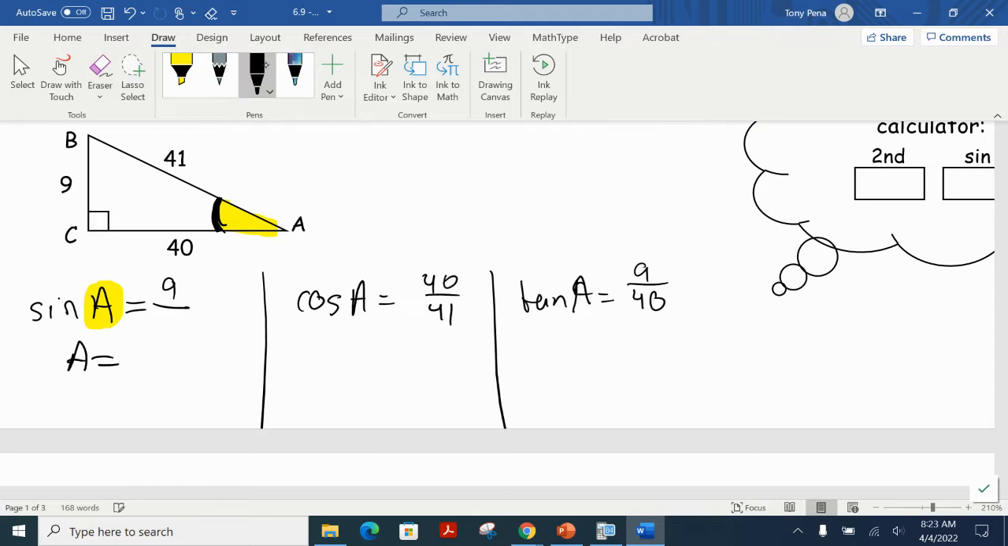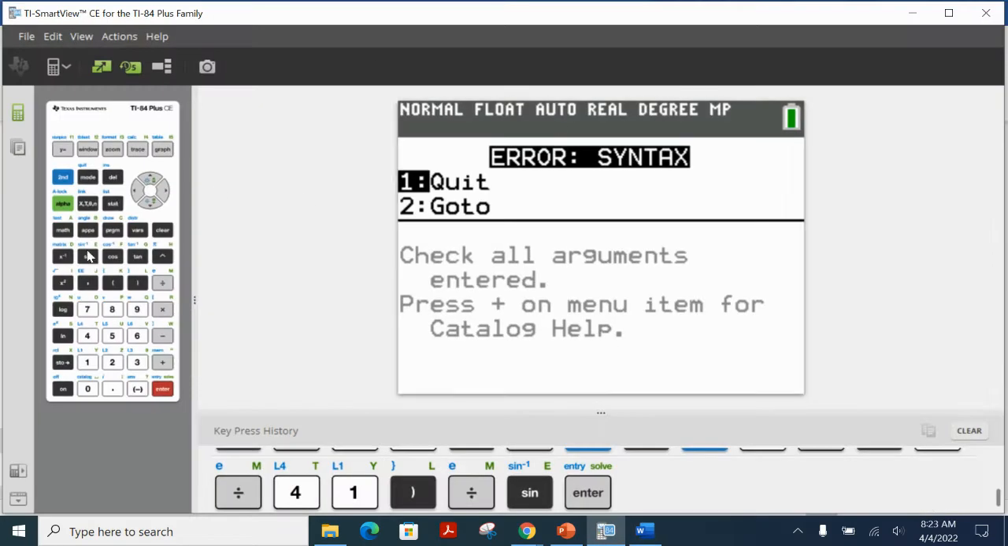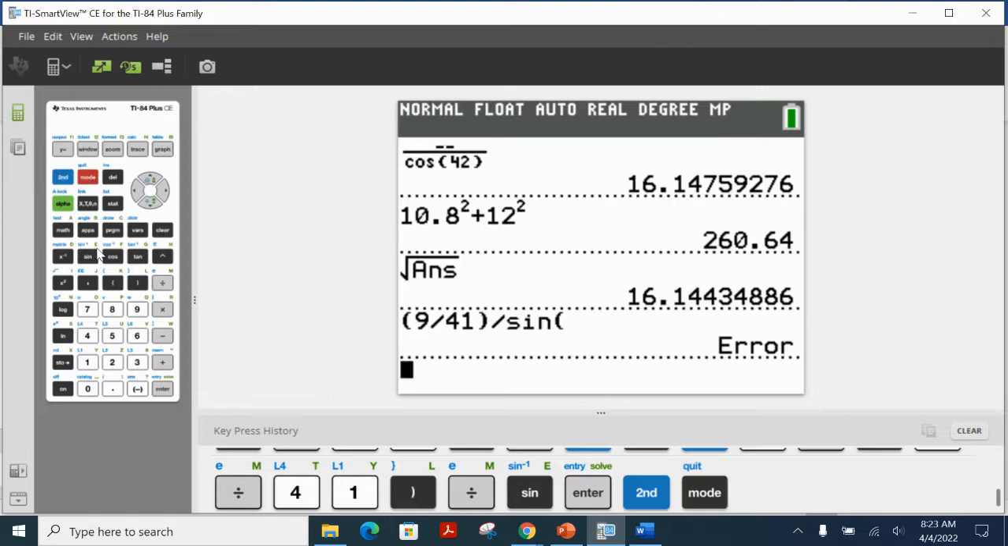So the way we solve these, there is a key on the calculator. This is 9 over 41. To get rid of this sine, you're going to use the little second sine key on the calculator. It's called an inverse sine. So go to your calculator. Notice your sine key is right here. Right above it, see this little blue sine to the negative 1? When we are solving for the angle, that's what we need to hit.